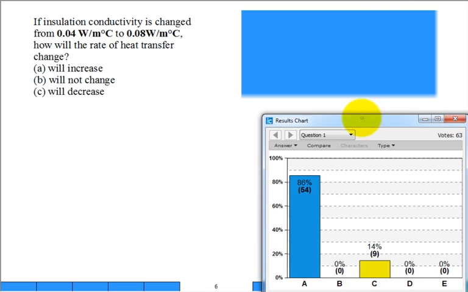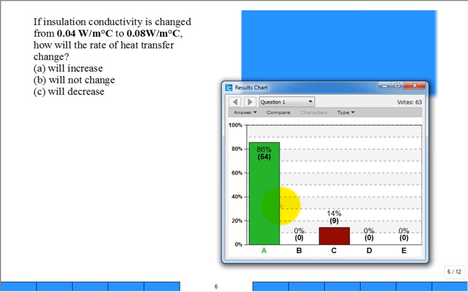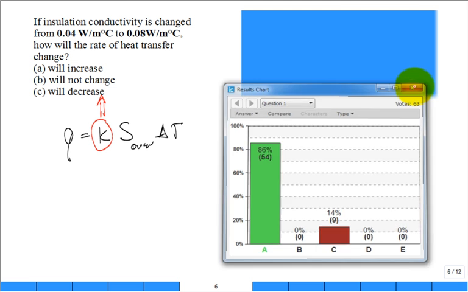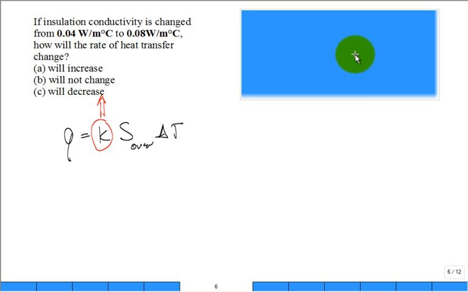It was a straightforward question, I hope, right? What was our equation? Q equal to K S, this is the S overall, delta T. All we did was change K. We wanted it to go up. What's going to happen with Q? It will increase. True? You ready for the next question?